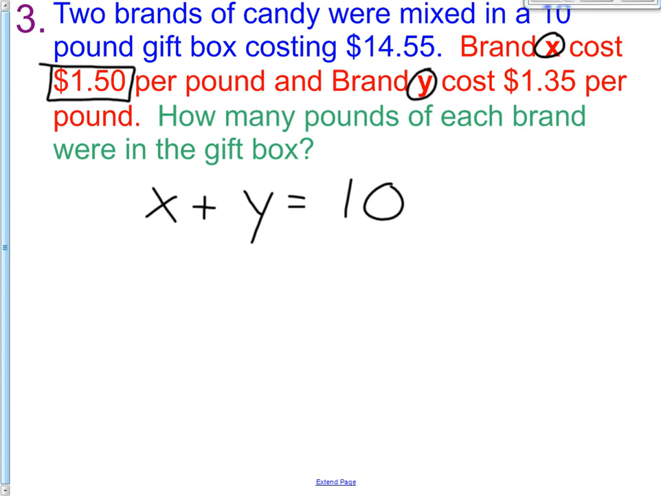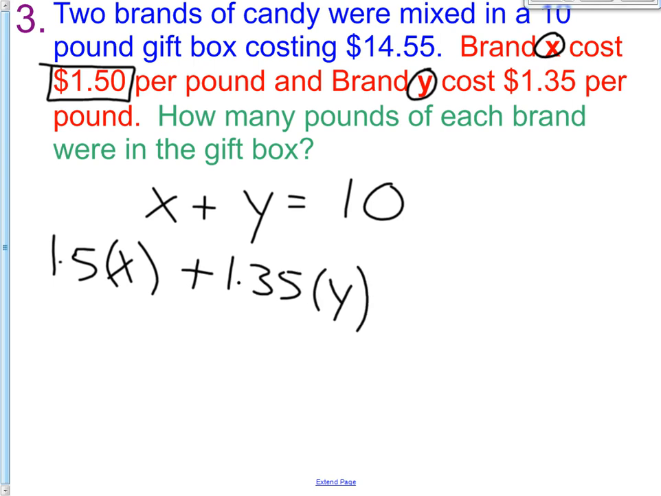So if we think about this for a second, I don't know how many pounds of X we have, but however many pounds we have, I'm going to multiply it by $1.50. So $1.50 times X plus $1.35 multiplied by Y, that is going to get me the total cost of my candy, which is $14.55.